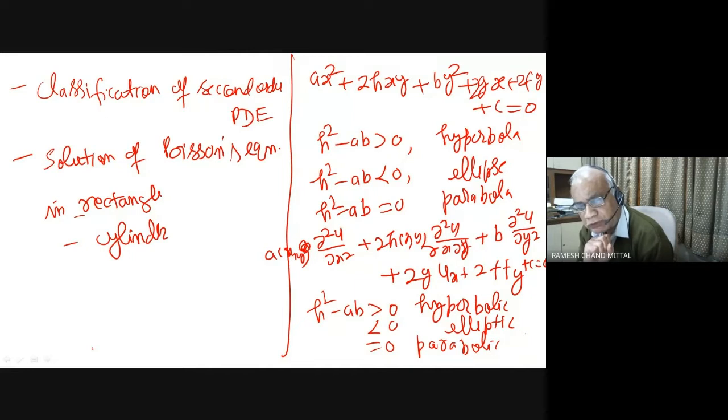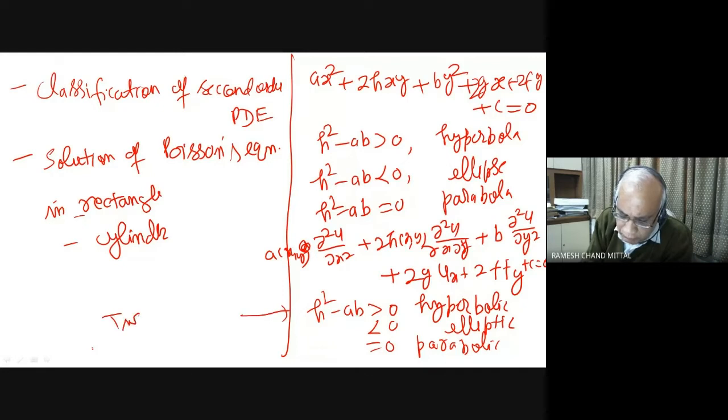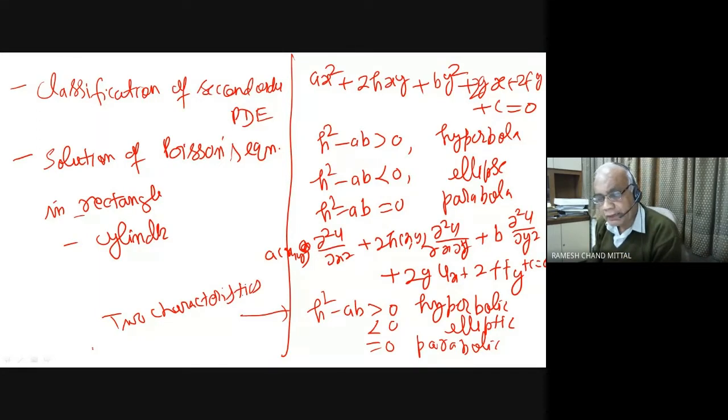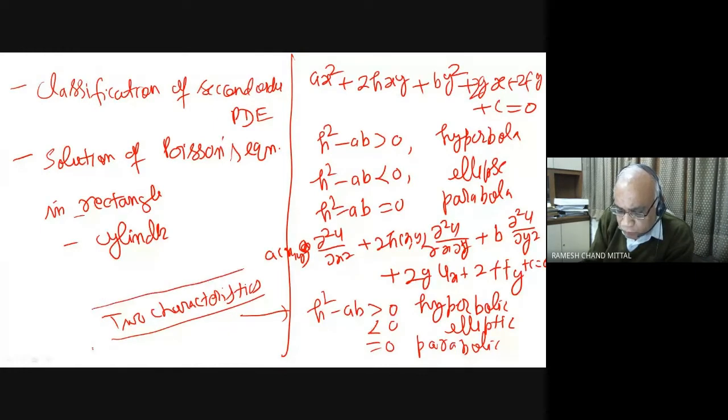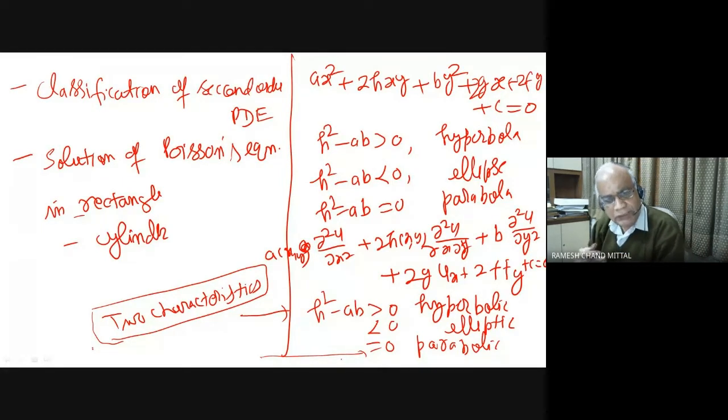So if my equation is hyperbolic, since h square minus ab is greater than 0, it will have two characteristics. And so the moment I know the characteristics, if I want to solve a hyperbolic equation, I can use the method of characteristics to have a solution of the hyperbolic problem. On the other hand, if my problem is parabolic, then the two characteristics coincide, they merge together. On the other hand, if my equation is elliptic, then there are no characteristics.